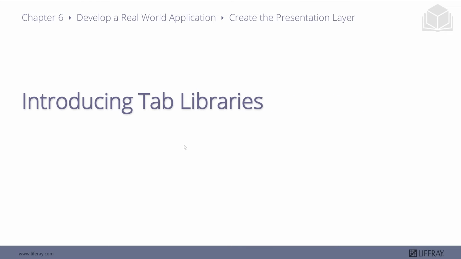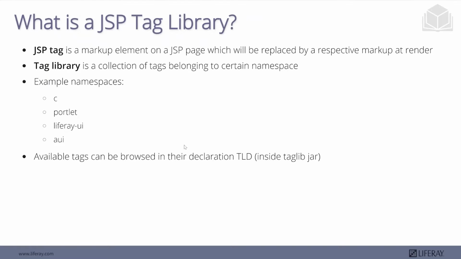Introducing tag libraries. So far we've talked about internationalization and how to implement MVC commands. Now, over on the JSP side, how can we use tag libraries to make our lives a little bit easier and to make the UI aspect cooler? So, JSP tag libraries. A JSP tag is basically a markup element that we're able to place within the JSP.